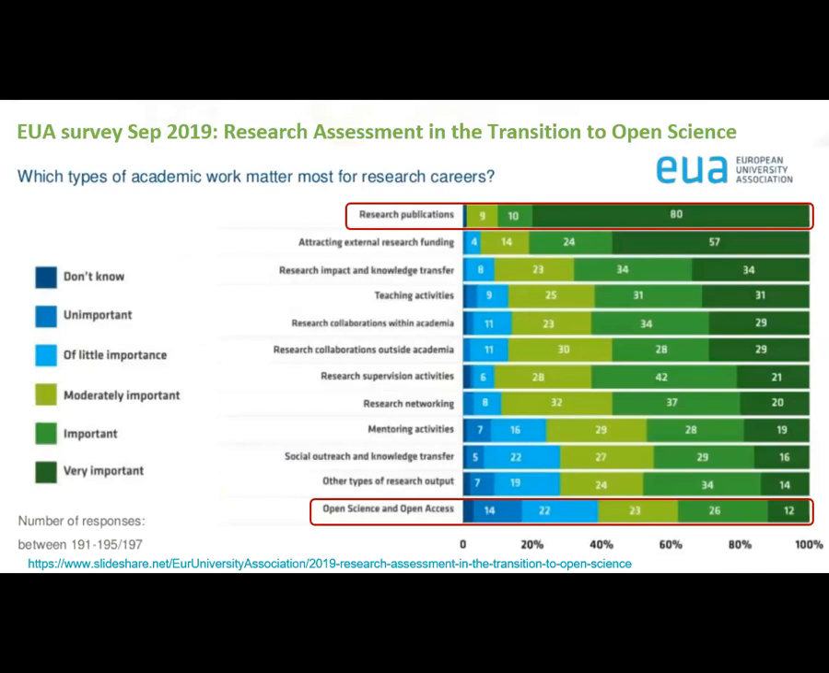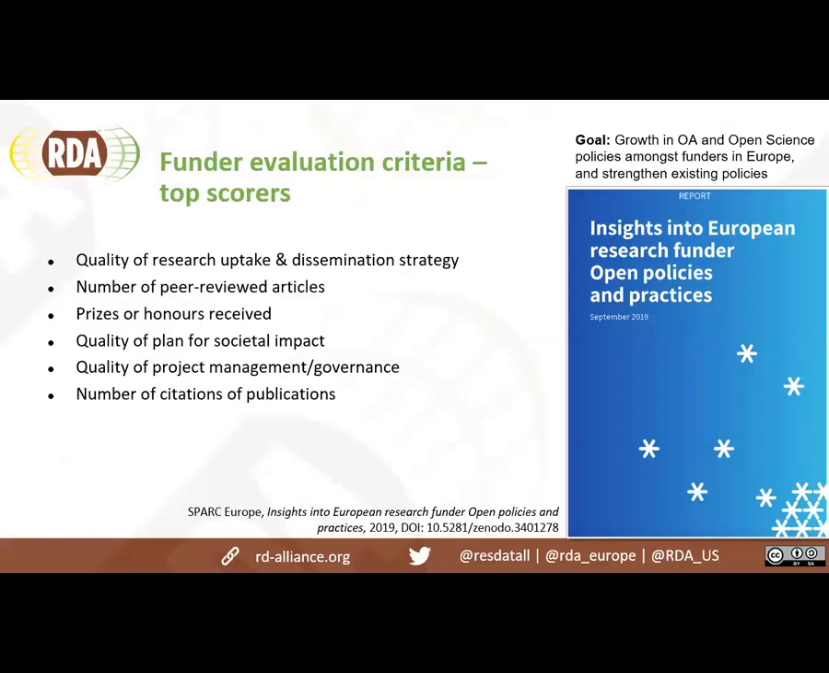And I'd like to end with the discussions that are going on in the European University Association now. They had a survey on research assessment in the transition to open science, and they asked universities which types of academic work matter most for research careers. And as you can see, it's all about research publications, but there were also other types of academic work that universities track. And you see highlighted here, open science and open access, because open science and open access practices also count in research assessment and evaluation processes.